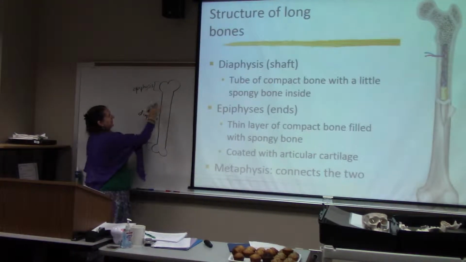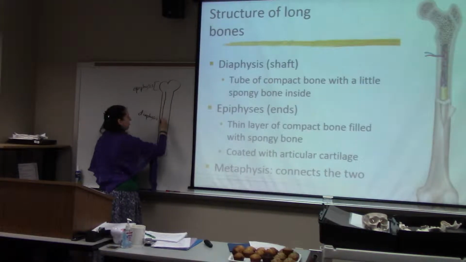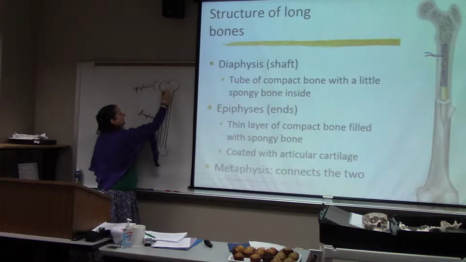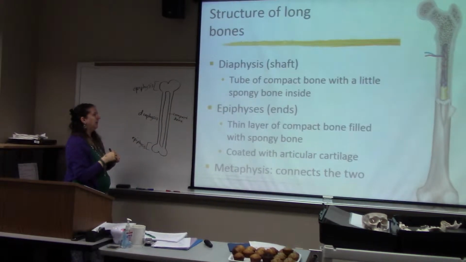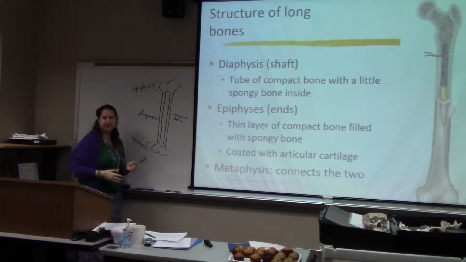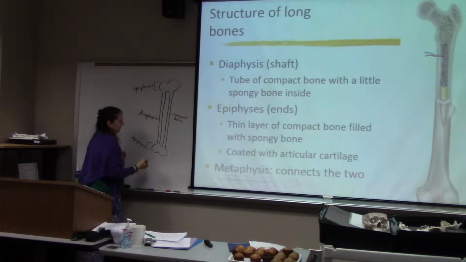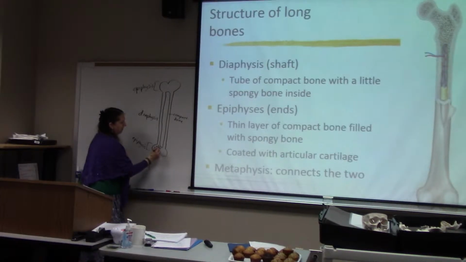The diaphysis on the inside has a thick layer of compact bone. And usually there's a little bit of spongy bone lining it. It's called spongy because it's not flexible or squishy like a sponge, but it has holes in it like one.